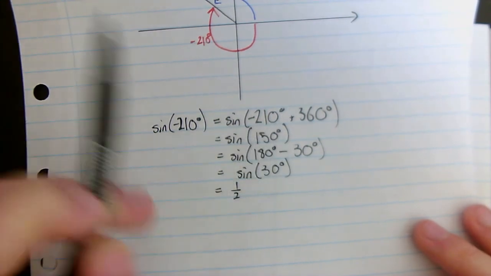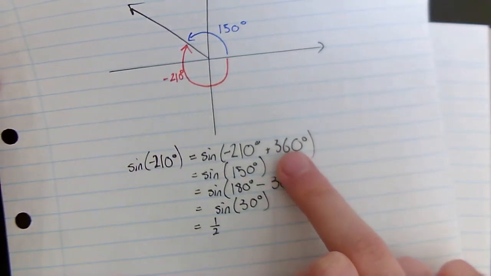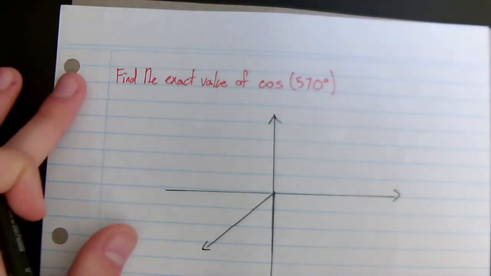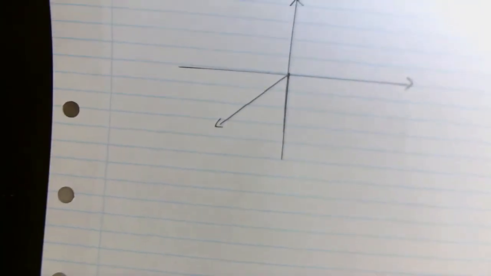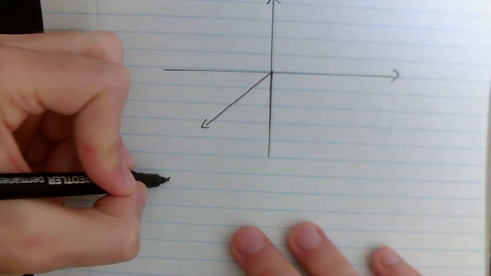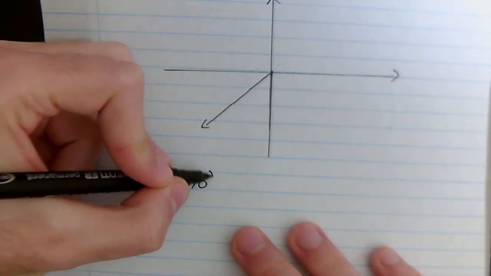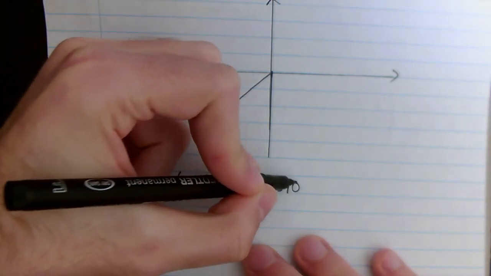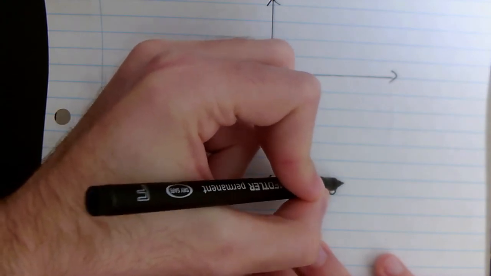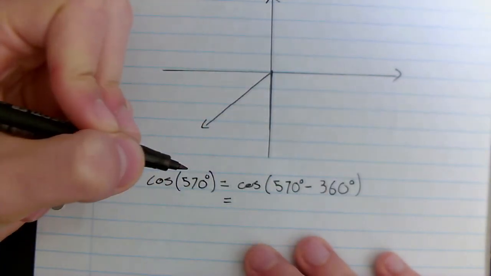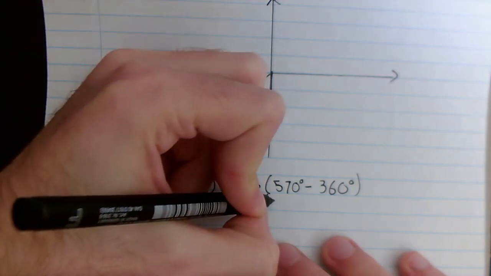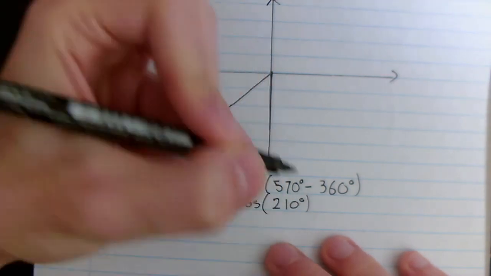So, like the previous example, where I added 360 to get this angle between 0 and 360, I'm going to do something with 360 degrees, but instead of adding it, because this is too big, I'm going to subtract it. So I will say that cos 570 is equal to cos of 570 minus 360. Okay, and that will get me to cos of 210 degrees.